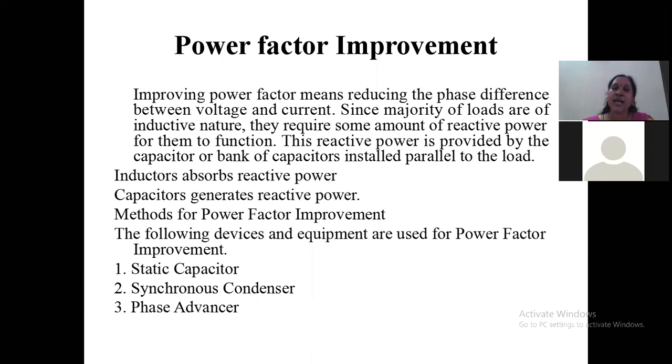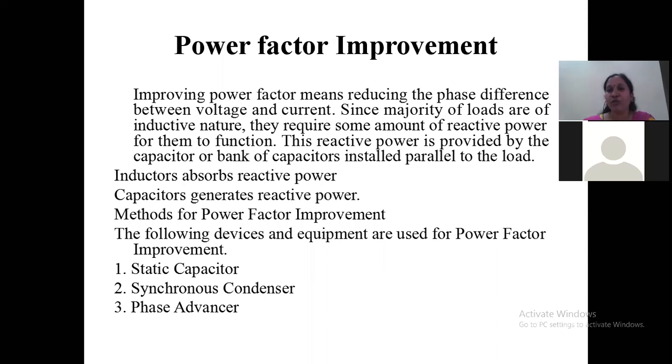Since the majority of the loads are of inductive nature, they require some amount of reactive power for them to function. So this reactive power is provided by the capacitor bank, or the bank of capacitors installed in parallel to the load.